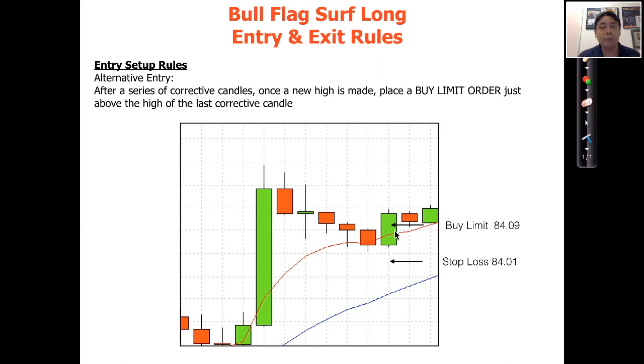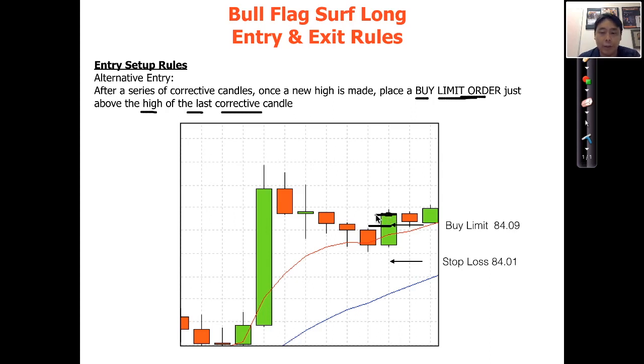Okay. So sometimes, for some reason, you may be late to the trade. In other words, by the time you see it, the price has already gone above your intended entry price. It has already made a new high. So if the price is already here now, above your intended entry, which is at 84.09, what do you do? You now place a buy limit order at that same price, which is the high of the last corrective candle. So my buy limit order is now 84.09, but the price is currently at, say, 84.12.